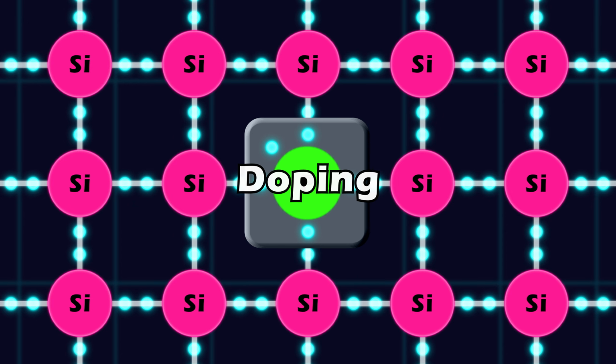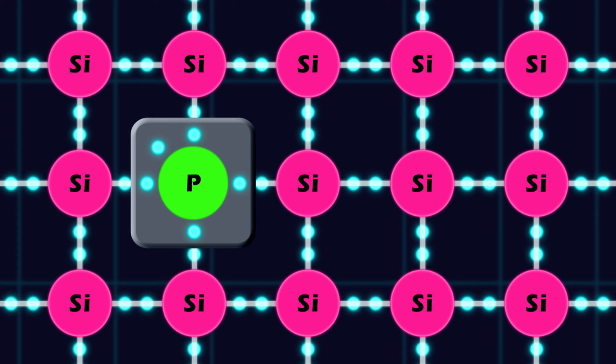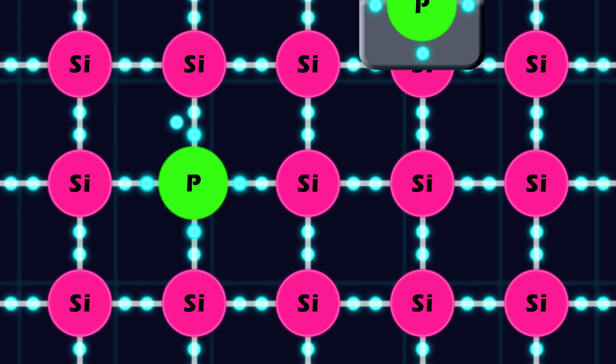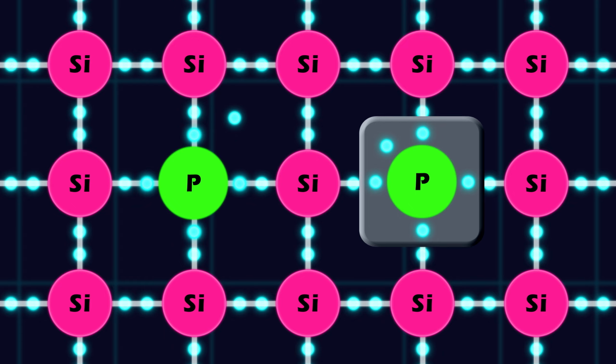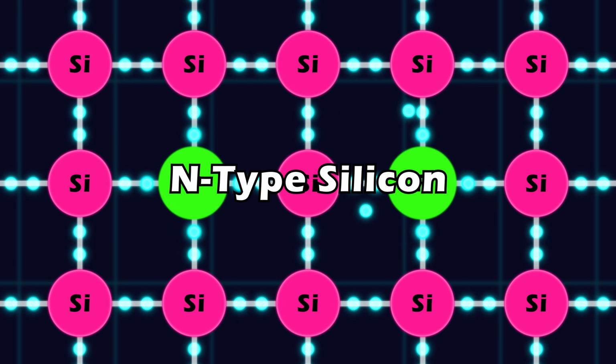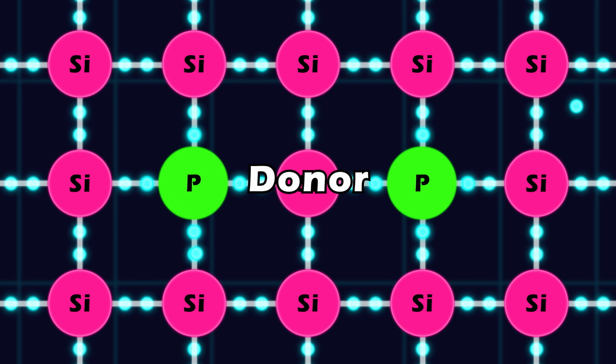First, we introduce an atom of phosphorus. Unlike silicon, phosphorus has 5 valence electrons. When it enters the grid, 4 of its electrons bond perfectly with their neighbors. But the 5th electron has no bond to hold it. This extra electron becomes a free charge carrier, unattached and ready to move. Because we have added negative charge carriers, we call this N-type silicon. In this setup, phosphorus acts as a donor, giving away its extra electron to the system.